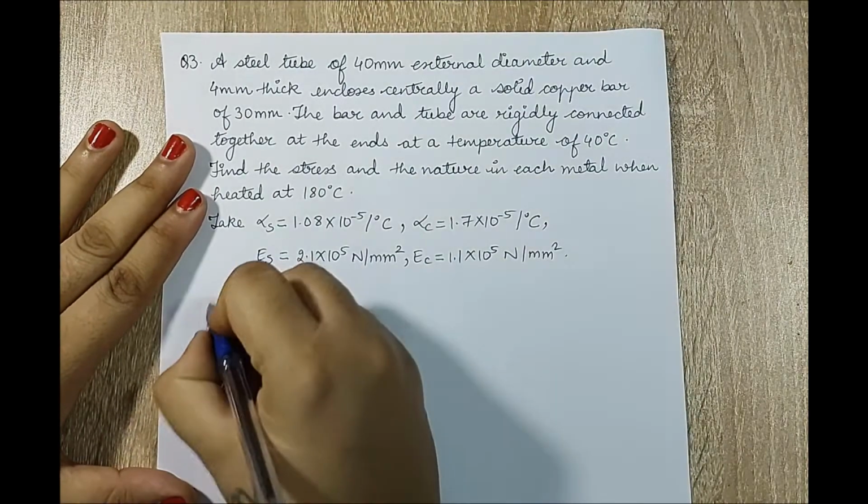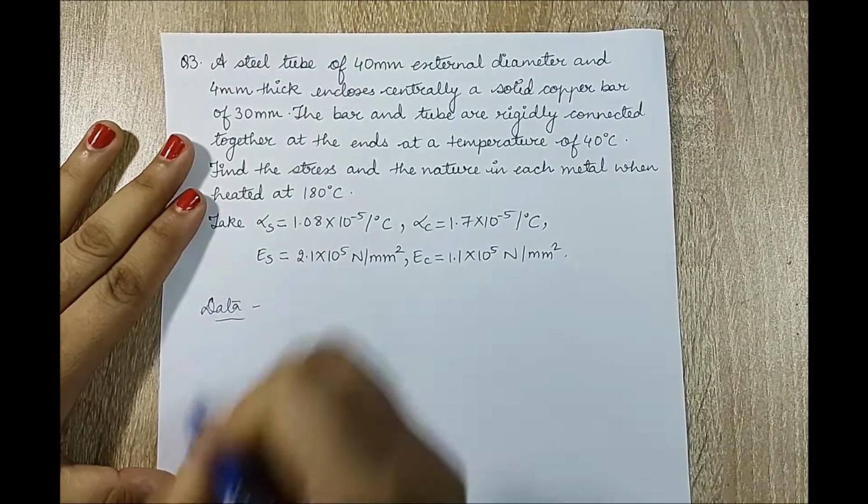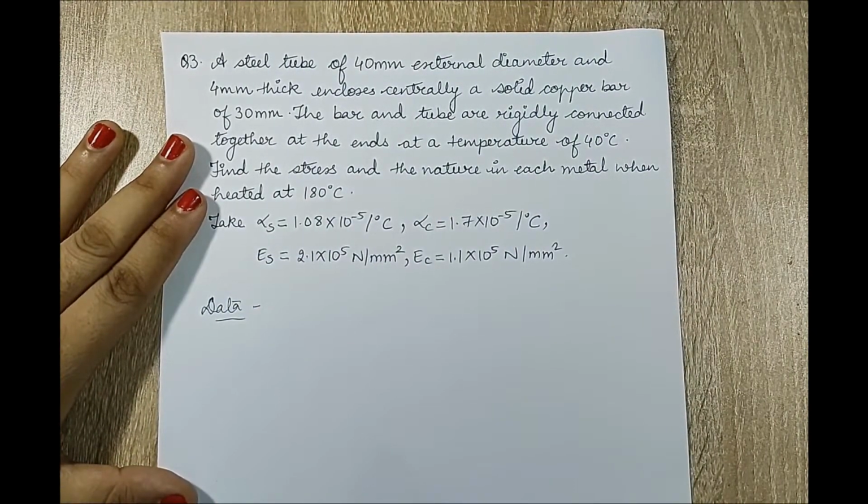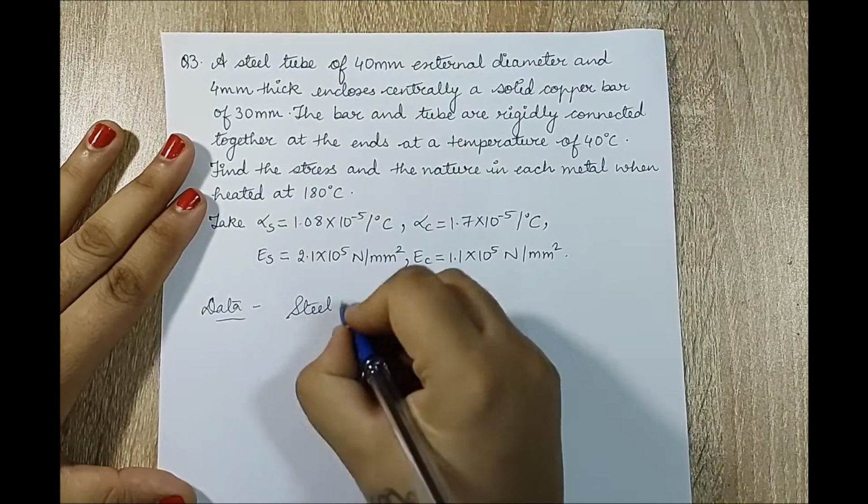Now let's take up the third numerical. A steel tube of 40 mm external diameter and 4 mm thick. So there is a steel tube given to me.